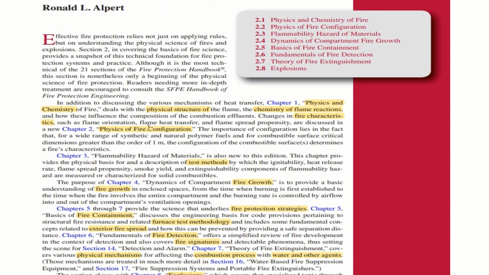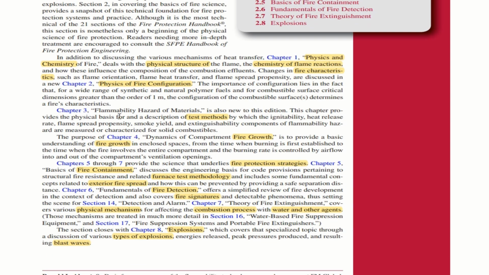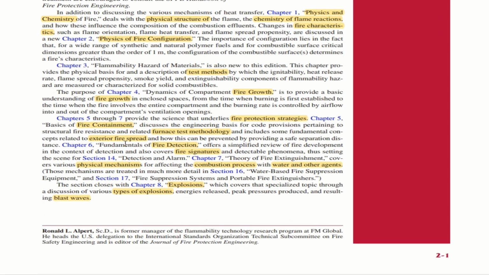Chapter 2 refers to the physics of fire configuration. Chapter 3 is related to the flammability hazard of materials. In this there are various test methods mentioned. Chapter 4 is related to the dynamics of compartment fire growth. It is to provide a basic understanding of fire growth in enclosed spaces. Chapter 5 defines the basics of fire containment, which discusses the furnace test methodologies. We will go through it in detail once we reach this chapter.